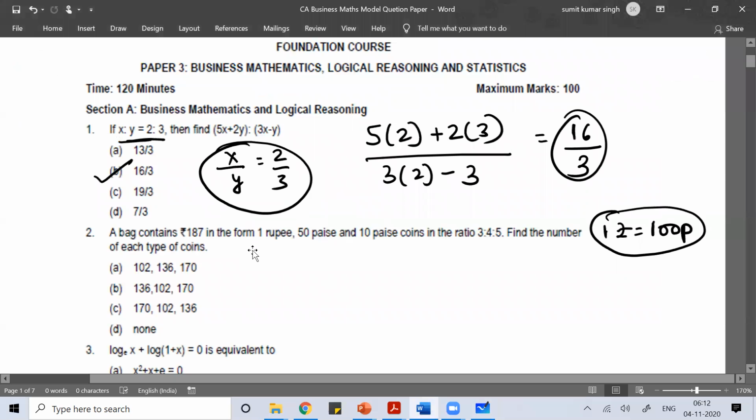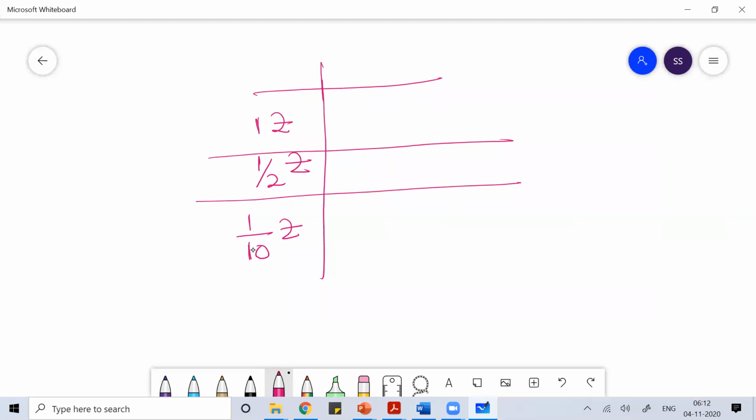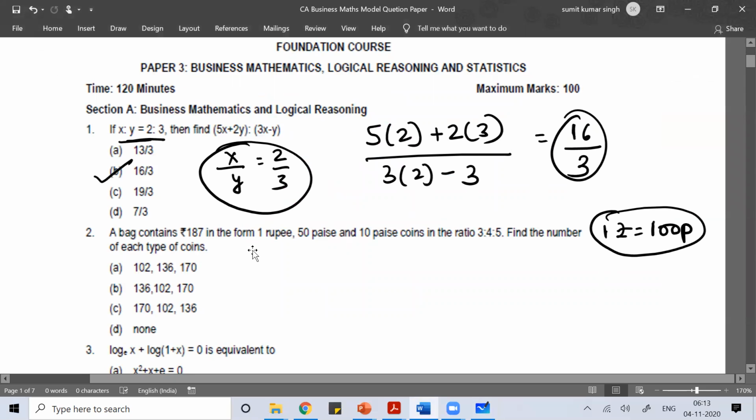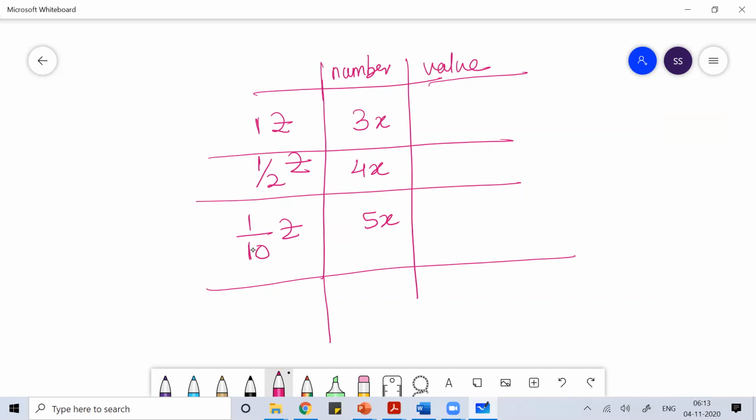Okay, so you have 1 rupee, 50 paisa and 10 paisa coins in the ratio 3 is to 4 is to 5. So let this be 3x, this is 4x, this is 5x. These are the numbers of coins. So you can solve this.